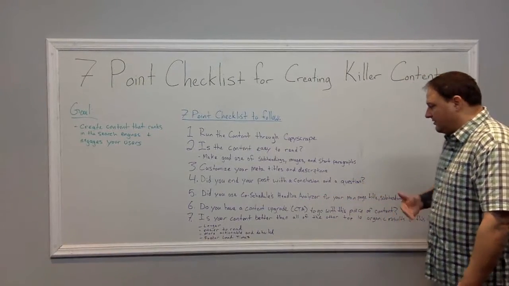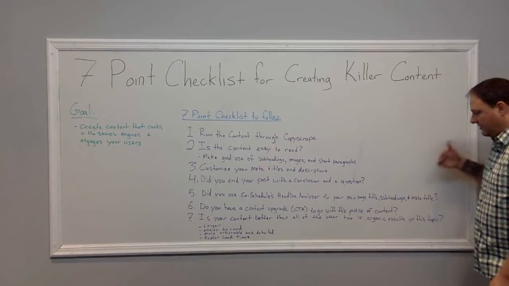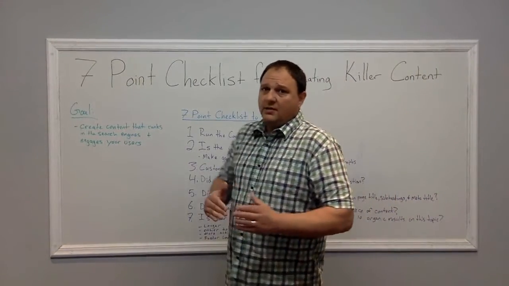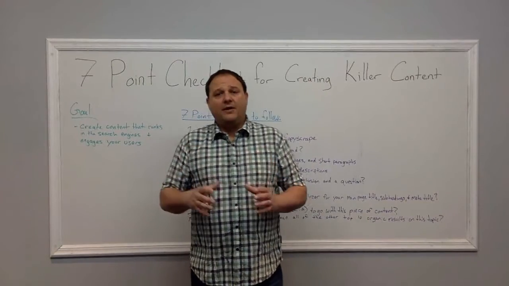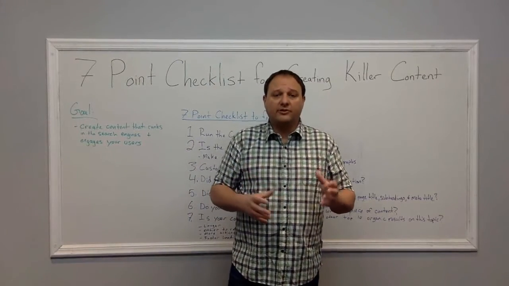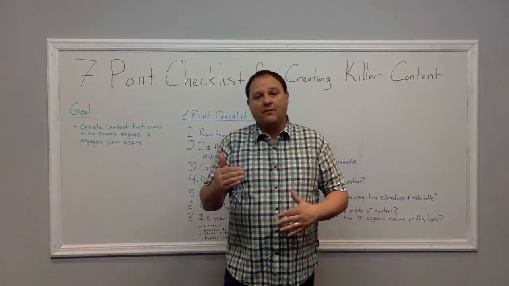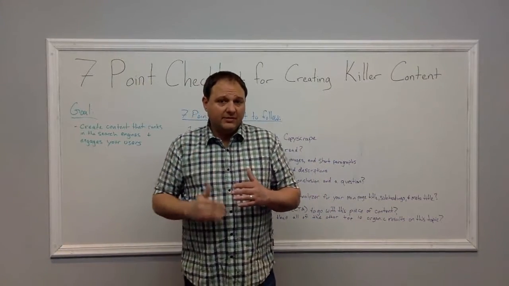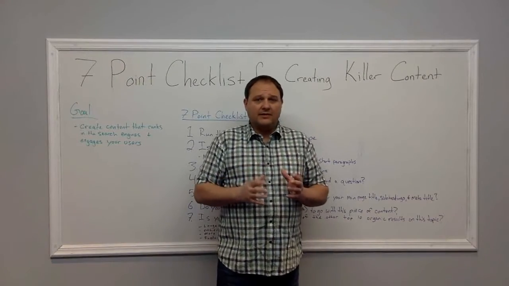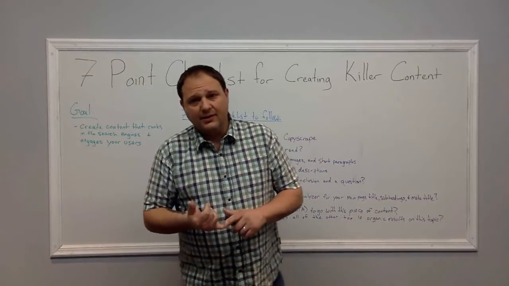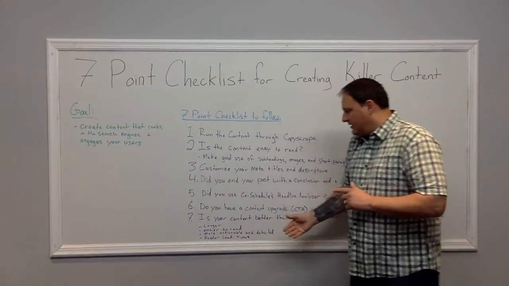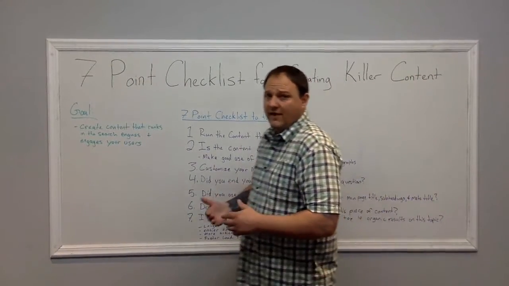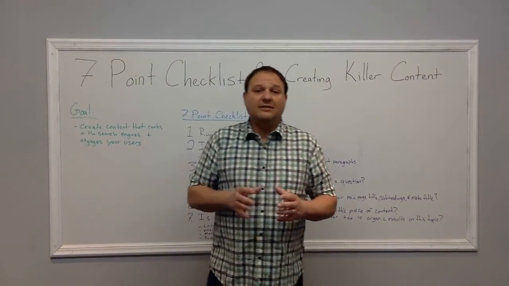Number seven, is your content better than all the other 10 organic results? This is important. Whatever your topic is, Google search it and see who's ranking for it. Then go through every single top 10 result and make notes. How long is their content? How actionable is it? How easy is it to read? Are their pages loading fast? And do an analysis of this.